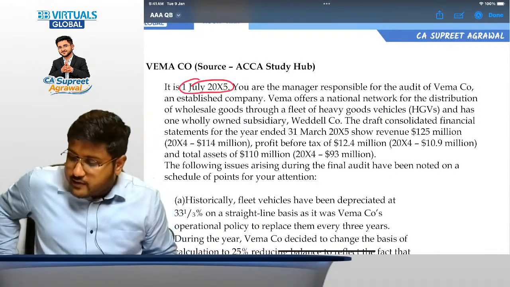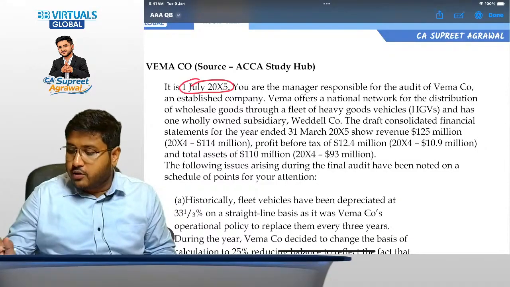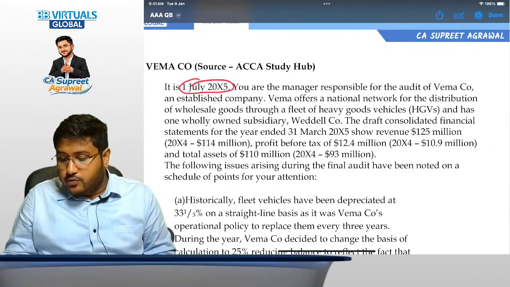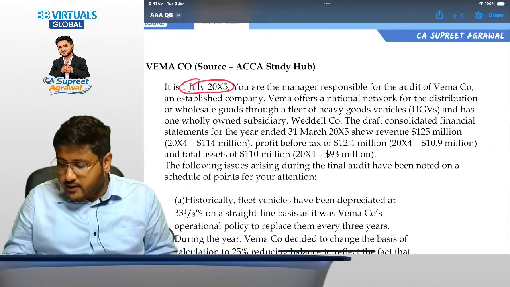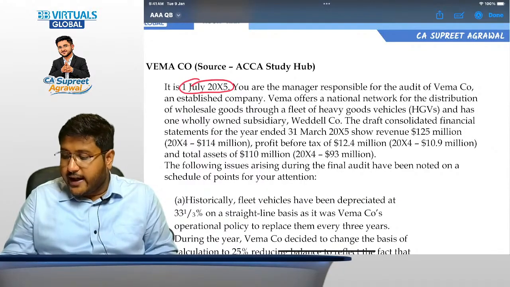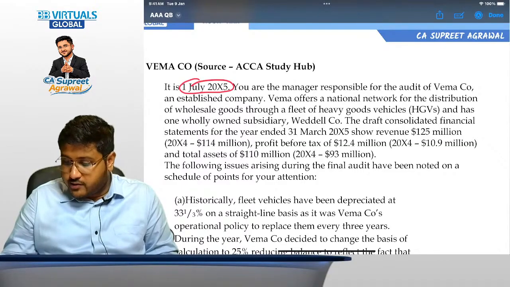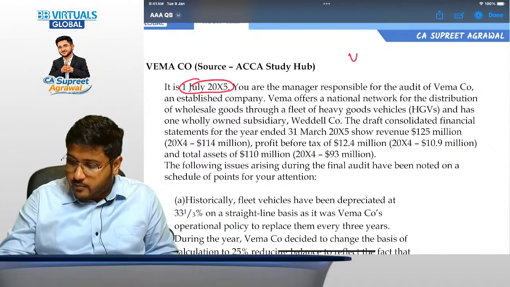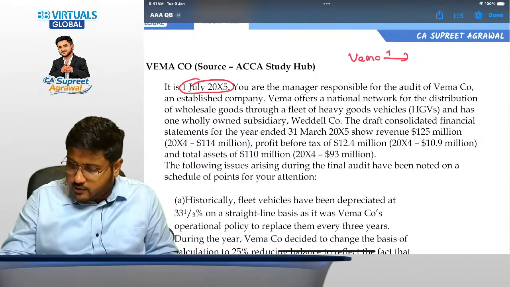Now Wema offers a national network for the distribution of wholesale goods through a fleet of heavy goods vehicles, HGVs, and has one wholly owned subsidiary, Weddell company. Okay. So Wema has one 100% wholly owned subsidiary by the name of Weddell.